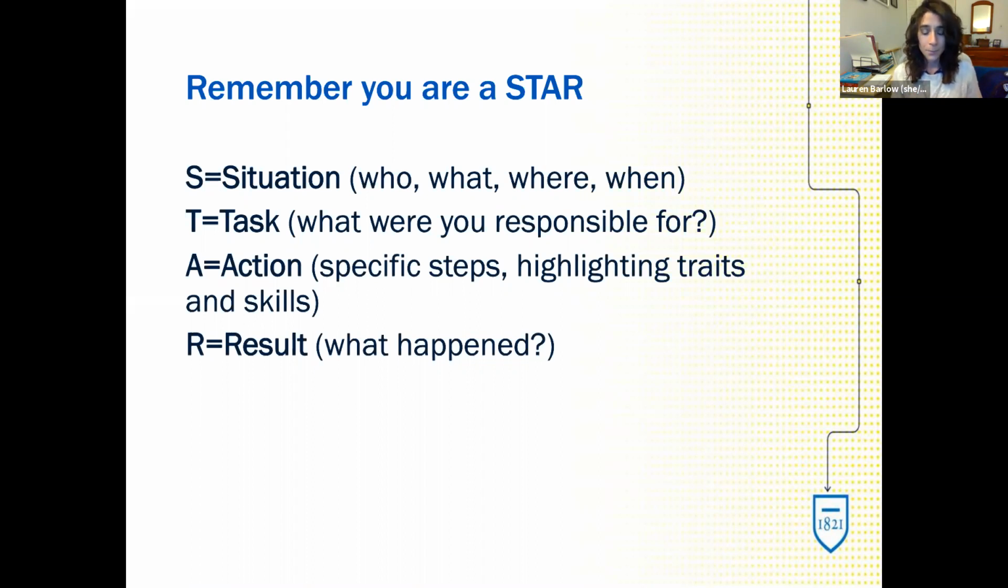So if you have an employer like the one we're dealing with here that is looking for you to be able to work with a healthcare team or an interdisciplinary healthcare team, you would want to give an example of a time when you did that, explaining the situation. So who, which is you, what, where, when, so what you were doing, where you were when you were doing it, the task. So again, what were you responsible for? The actions. So these are the steps you took in order to accomplish the task. So in order to work as a team. And then the results. So because you took these actions, you were able to complete the task, and these were the results of your work.